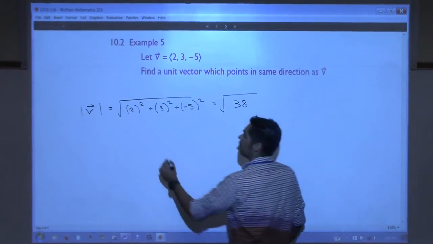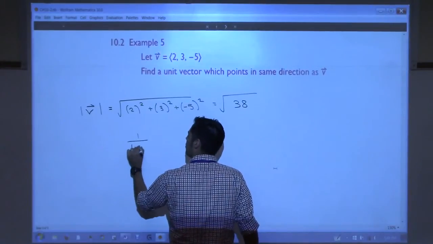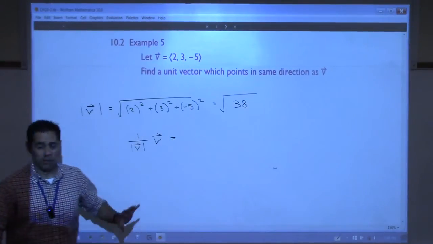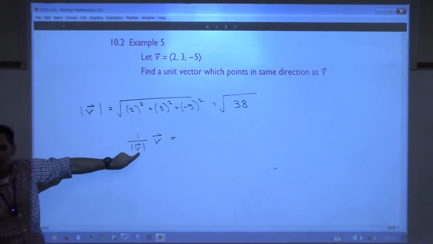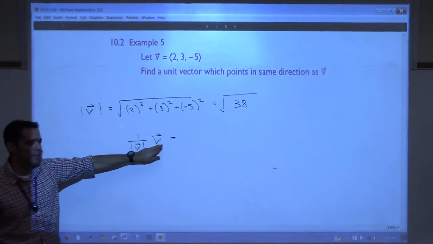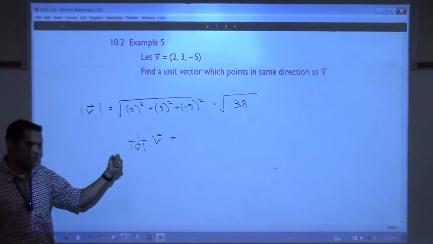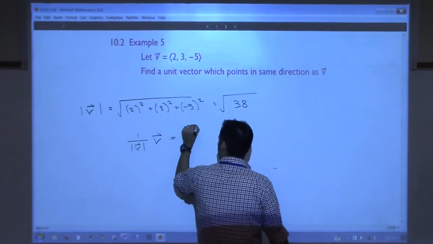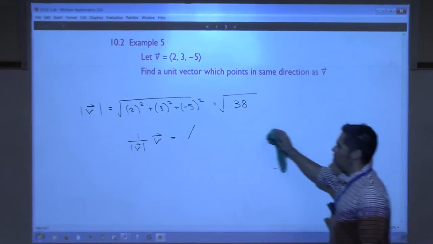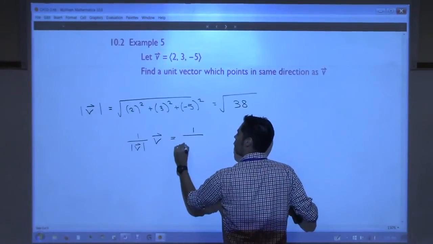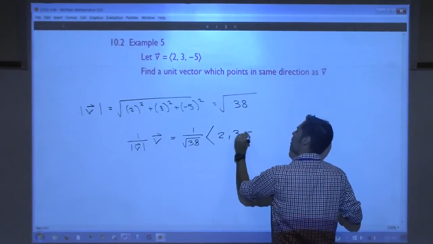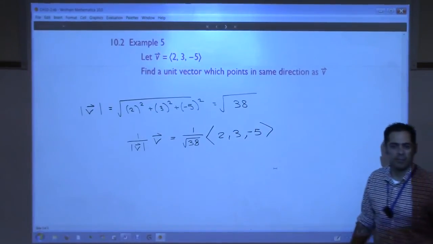So here's what I'm going to do. I'm going to take 1 over the magnitude of v times v itself. Everyone needs to understand that the magnitude of v is a number. 1 over a number is a number. This is a scalar times a vector. This is scalar multiplication. So I'm scaling the vector by its own length. So I'm going to take 1 divided by root 38, and I'm going to multiply the vector 2, 3, negative 5 by that, right?